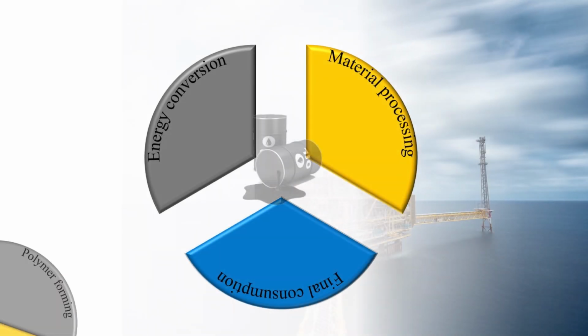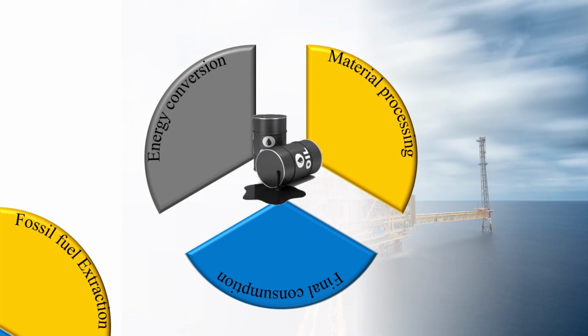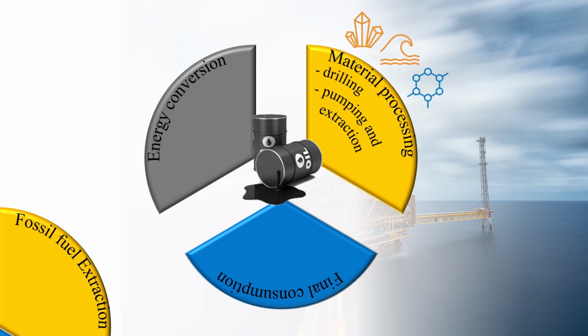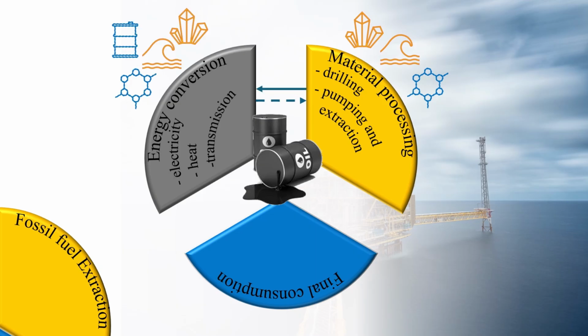Fossil fuel extraction is a complex process that requires heavy equipment, water, chemicals, and other resources. It also consumes a significant amount of energy, primarily from the fossil fuels themselves that are produced in the processing phase. The end user in this case is the petrochemical factory.